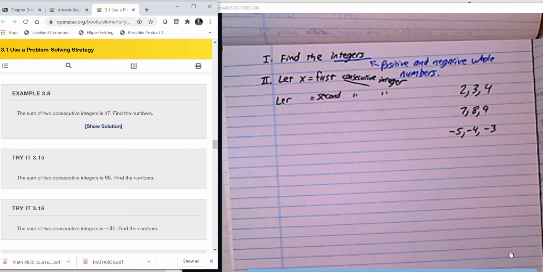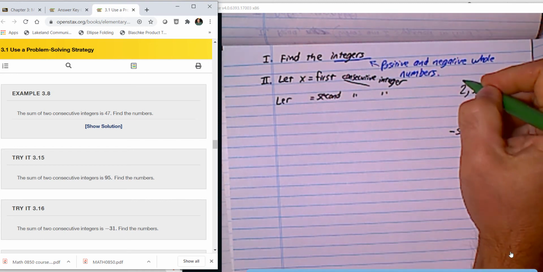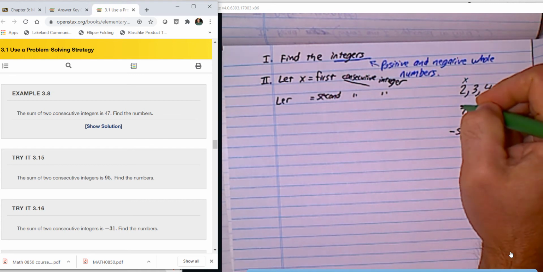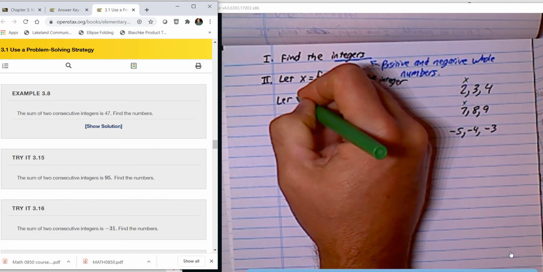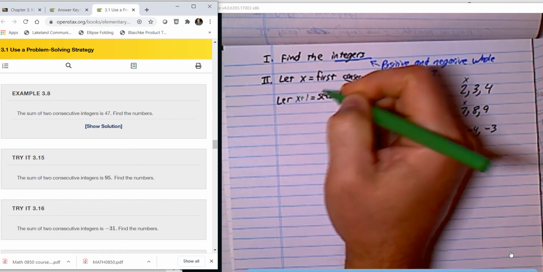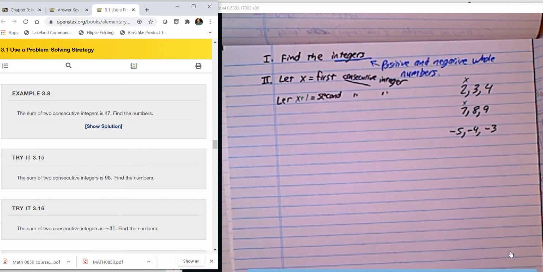I'm going to recommend we don't put y, because it's a very simple relationship, right? I mean, if my x is 2, what would I write down for 3? Or if my x is 7, what would I write down for 8? And I claim that what you're going to put is x plus 1 is the second consecutive integer. x plus 1. And I hope that makes sense.